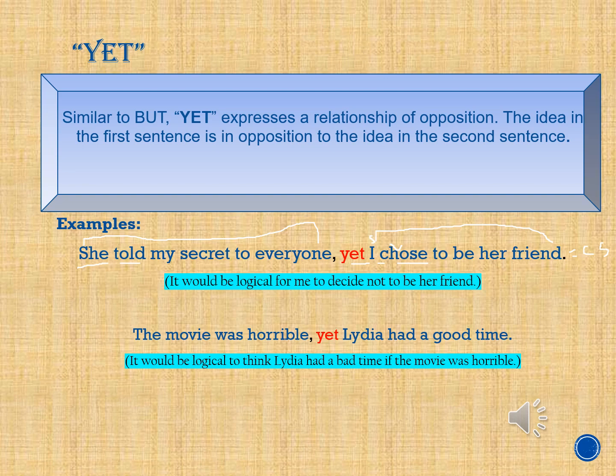And let's read this explanation. The one that I have on the bottom, it says, it would be logical for me to decide not to be her friend. But she betrayed me. But still I want to be her friend. See?